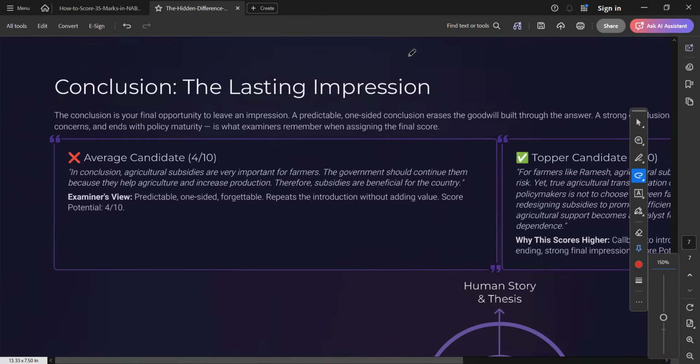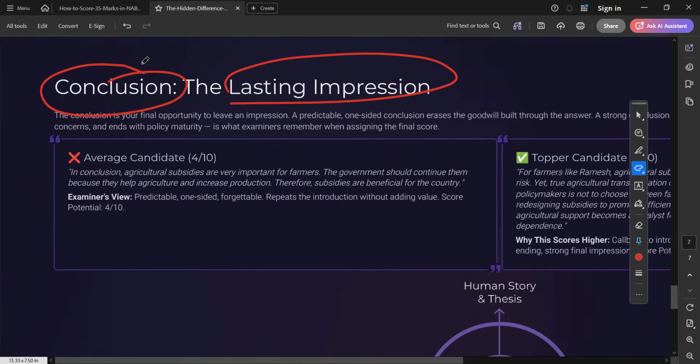The lasting impression is very important. Conclusion, because now we need to tell the examiner, okay, you were intrigued by my introduction, I'll again tell you that my introduction was good by callback technique. Apart from that, you can also use SDG, committees, some quotes, some excerpt from the speech, make it emotionally appealing. That will help you a lot. This is the final opportunity for you to leave an impression.